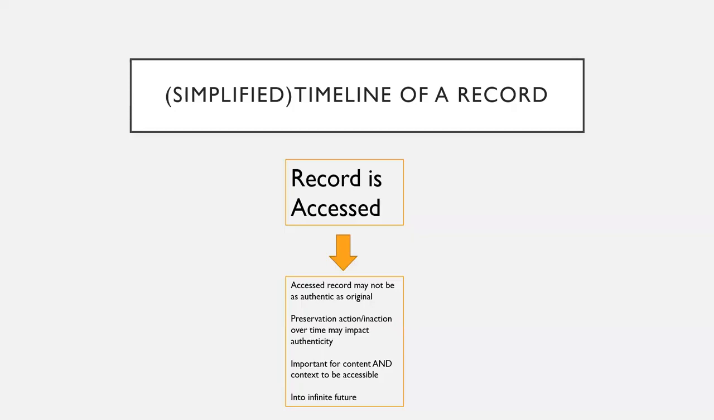And so, of course, it's also important to note that ideally records are accessible into the indefinite future. So unless records are deaccessioned or records are destroyed for some reason, there's this idea that records are going to remain accessible until cockroaches rule the world.